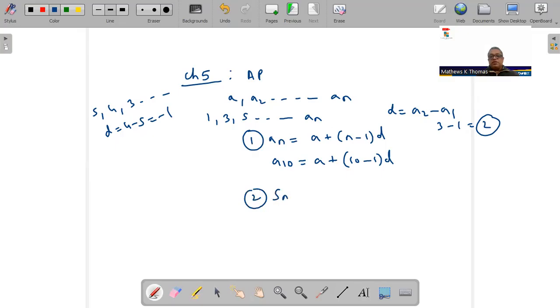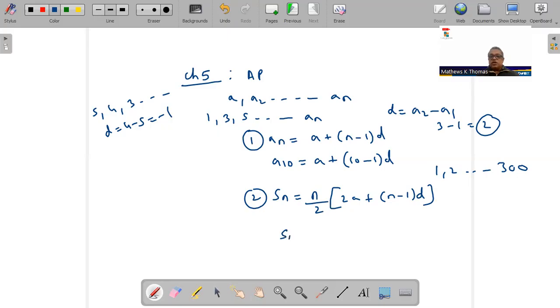Second formula is to find the sum of an arithmetic progression. You have numbers from 1 to 100 or 1 to 300. You want to find the sum of this. It will take a lot of time. But I'm going to use this formula: n by 2, 2a plus n minus 1 d. This is the formula to find sum of this. Sum of 1 to 300, n by 2, 2a plus n minus 1 d. This will be the formula to find the sum of numbers from 1 to 300. So how many numbers are there? 300 numbers are there. A and D we can find from here and we get this.